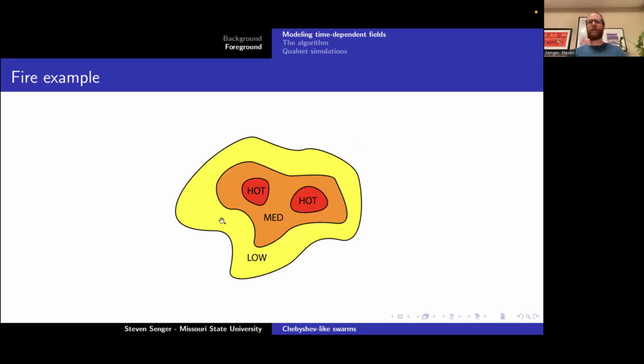So let's see an example. You can imagine this is a map of some region, and here the yellow is low temperature but still burning. Here the orange is medium temperature, hotter than low temperature, but not super, super hot. And these red regions are very hot regions. Now, to make it easier for our eyes to see, I've drawn this as a discontinuous function. So it goes from hot to medium to low temperature fire.